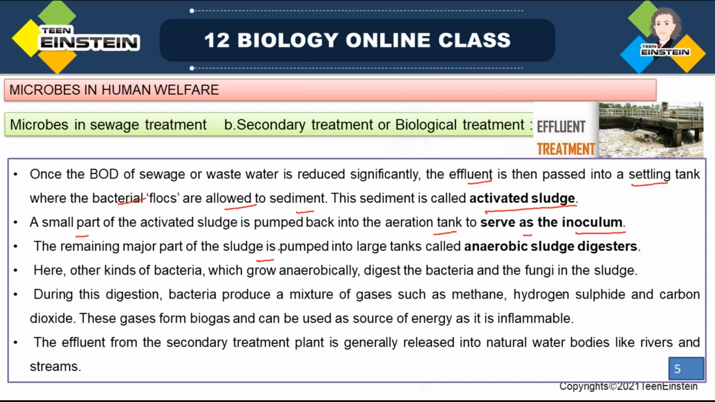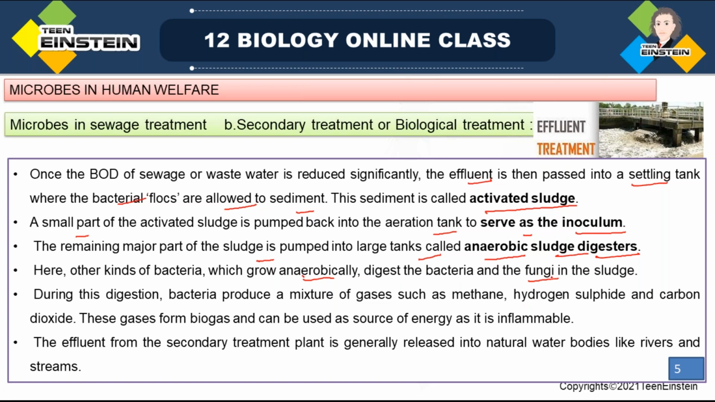This larger quantity of sludge is pumped into large tanks, and they are called anaerobic sludge digesters. Okay, here what is happening? Some other kind of bacteria, microbes that have the capacity to grow anaerobically, digest the bacteria and the fungi in that sludge.